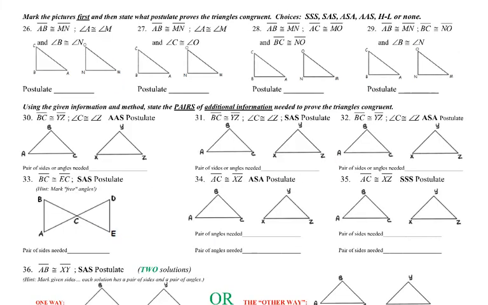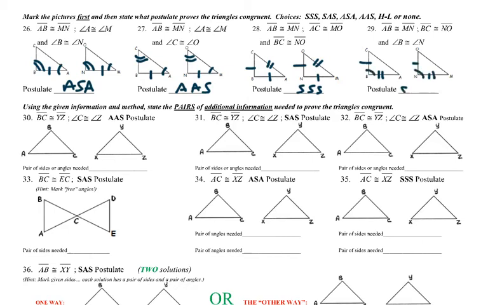Questions there? Now we have to mark the pictures first and then just say which postulate it is. So ABMN, angle A, angle M, angle B, angle N. And then look at the picture and say, oh yeah, angle, side, angle. ABMN, angle A, angle M, angle C, angle O. Oh yeah, angle, angle, side. ABMN, ACNO, and then BCNO, right? This is side, side, side. And then finally here, let's see, BCNO, angle B, angle N, side, angle, side.